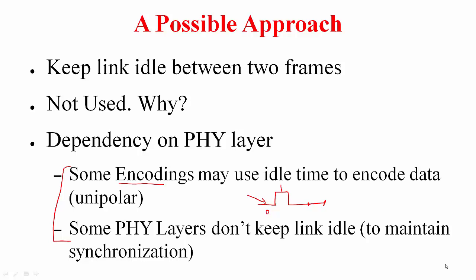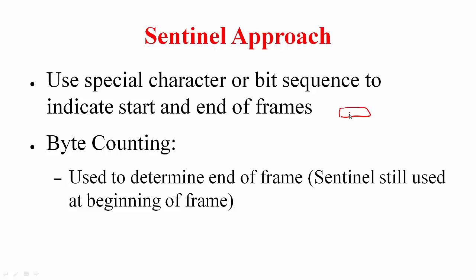So can you think of another approach? Here is a hint, bookmarks. So you could use a marker at the beginning and end of your frame to show that this is the beginning and end of the frame. This marker approach is called a sentinel approach at the data link layer. And this marker is either a special character or a bit sequence.